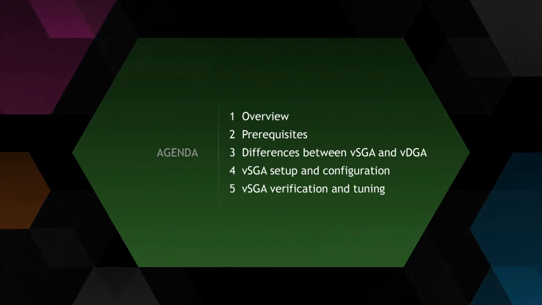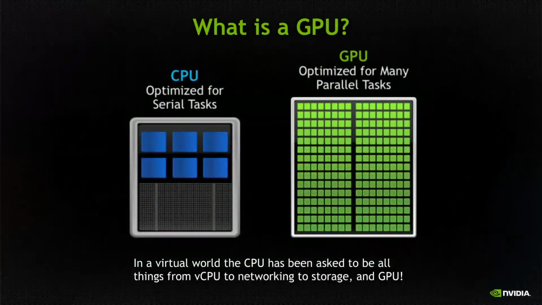So really briefly, CPUs are optimized for serial tasks. You give it a higher clock rate, it's going to accelerate the processing power. Whereas GPUs are highly parallel processors and are very well optimized for highly parallelizable processes.